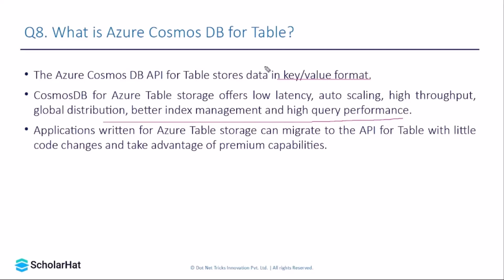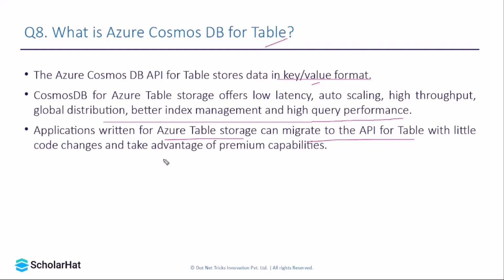In simple words, you can say that Azure Cosmos DB for Table stores data in a key and value format. So you have a key, you have a value, and that combined is called a table in the context of Azure Cosmos DB. An application that is written on Azure Table storage can migrate to the API for Table with little code changes and take advantage of premium capabilities.